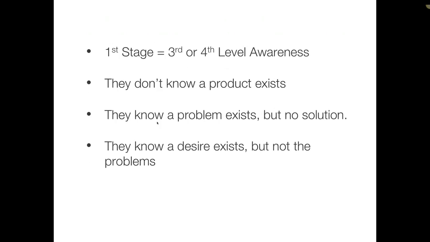That's the first stage. So let's talk a little bit more about it. The first stage of market sophistication is typically at a third or fourth level of market awareness. We'll talk about that when we talk about awareness, but keep that in mind. First stage equals third or fourth level awareness, and I'll explain why. They don't know that a product exists yet to solve their particular problem. They know that a problem exists at the third level of market awareness, but they have no solution for it. And they know that they have a desire, like something inside them. They can't really put words to it, but they have sort of this yearning, but they don't know that there are problems associated with that particular desire.